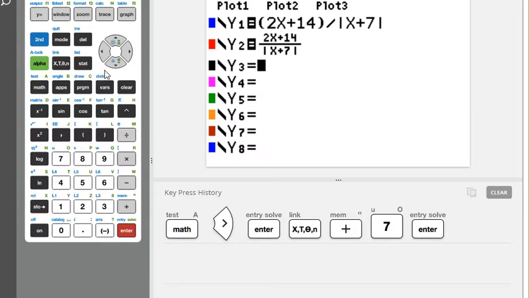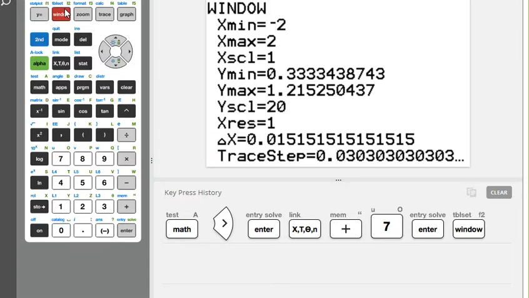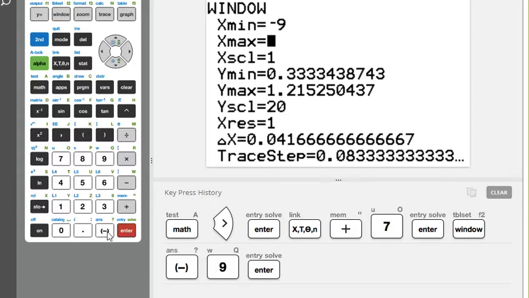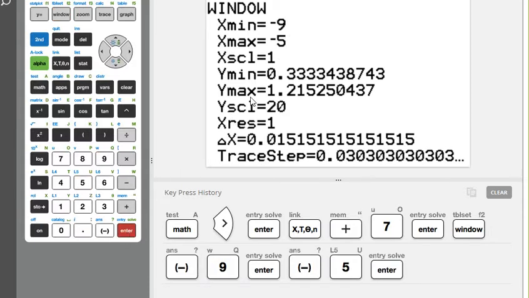Let's see. We wanted to look at this function near x equal negative 7. So I need to set up a window around that. Can anyone suggest some values that I could use to set up a window around negative 7? Perfect. Thank you, Tim. What Tim did in suggesting negative 9 to negative 5 is he gave me a window that was centered at x equal negative 7. And that's key. That's really important because it's going to help you spot things later on.